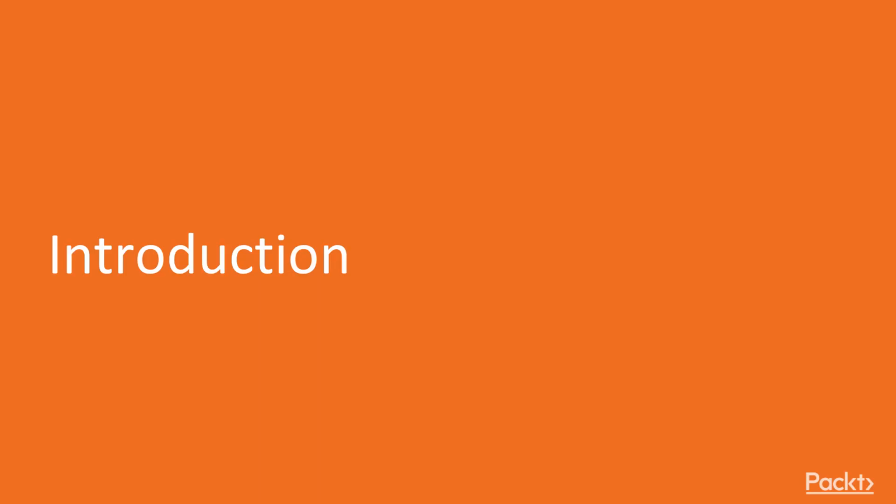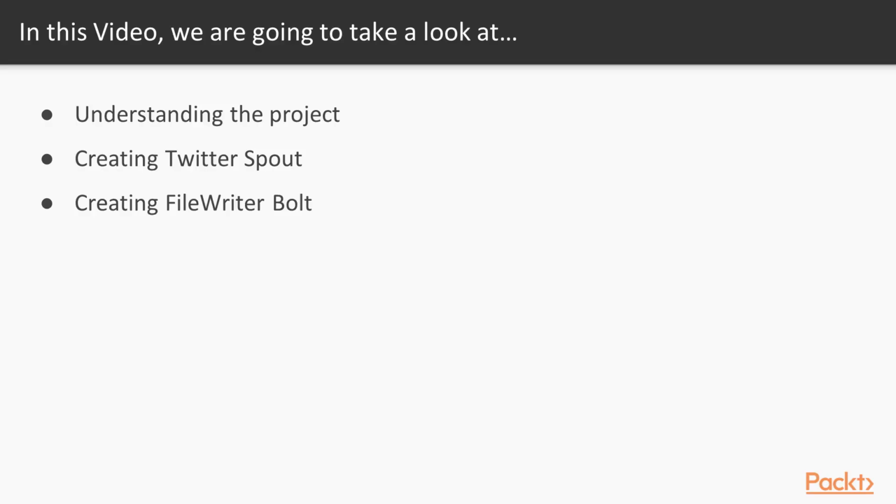In this video, we will first understand how you can grab the Twitter feeds and how you can store that in a file. First of all, we will understand what kind of project we are going to deal with, and then we will create our Twitter spout. During that operation, you will understand how you can connect your spout to external resources, and then we will create our file writer bolt, which will write the tweets in the file.